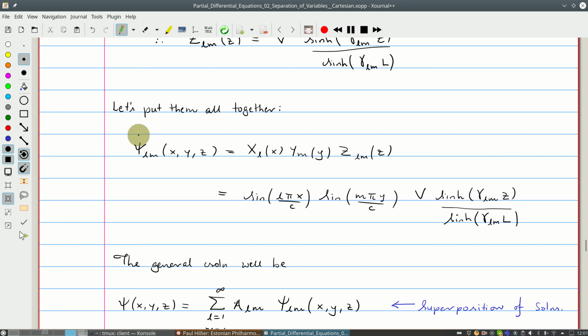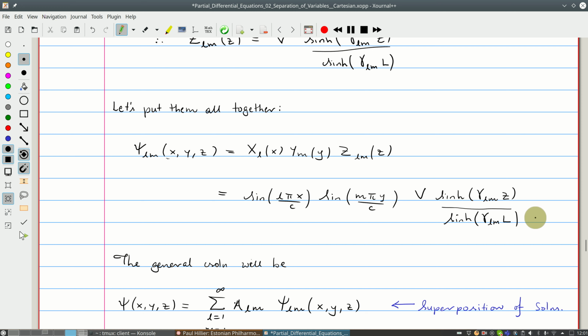Let's put it together. So now we have our solution to Laplace's equation, given by psi of lm. Those are our two kind of quantum numbers which index our solutions, and this is a function of x, y, and z. That's equal to capital X, which is indexed by little l, capital Y indexed by little m, and capital Z indexed by l and m. And you can put down the functions here. This is what they look like. Sine of l pi x divided by c, sine of m pi y divided by c, and then you have this constant V times the hyperbolic sines.